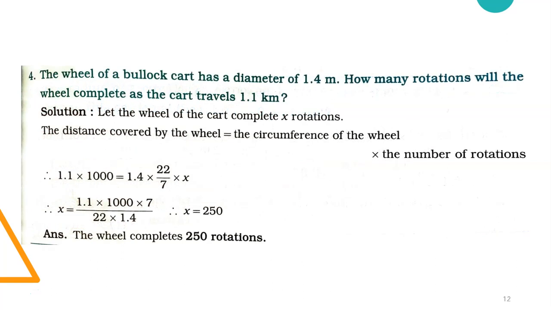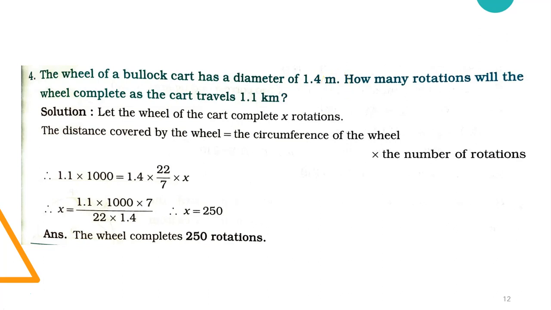Question number 4. The wheel of a bullock cart has a diameter of 1.4 meters. How many rotations will the wheel complete as the cart travels 1.1 kilometers? Again, a similar type. In this case, the diameter is given to us. The wheel of a bullock cart is 1.4 meters.